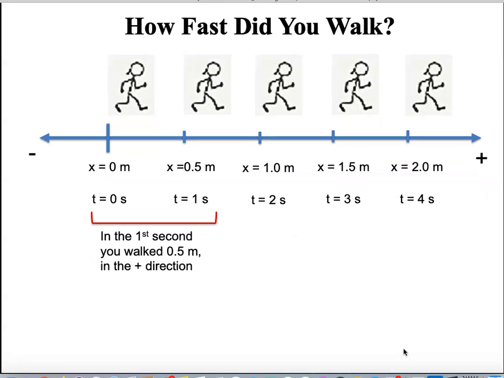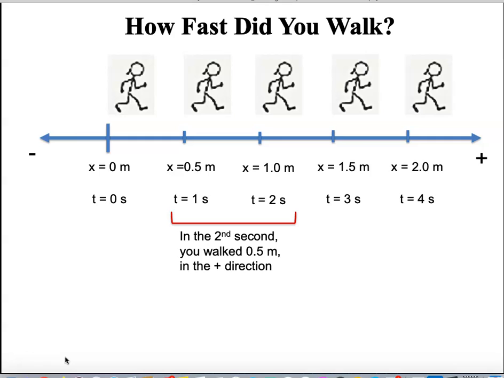All right, so what does this mean? Let's think about what this means in terms of fastness. So in the first second, you walked 0.5 meters in the positive direction. So that's 0.5 meters over 1 second, which is 0.5 meters per second. We're saying the positive there because we're putting a direction on it. In the second from 1 to 2, you also walked 0.5 meters in the positive direction, so 0.5 meters in that 1 second. It's positive 0.5 meters per second.